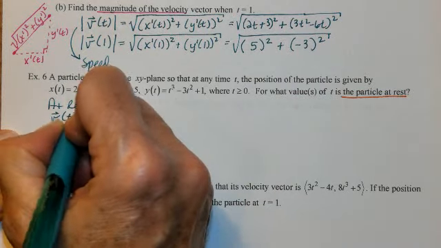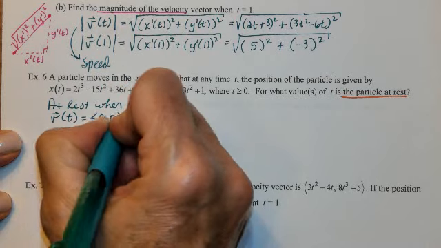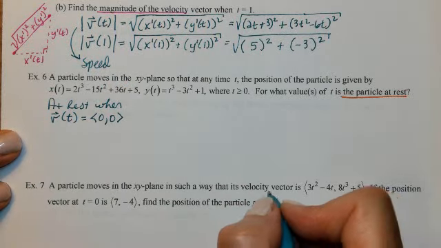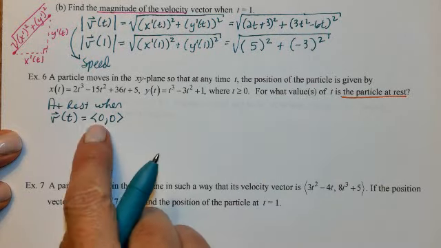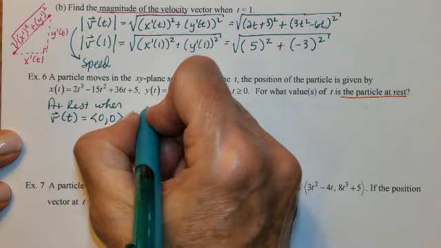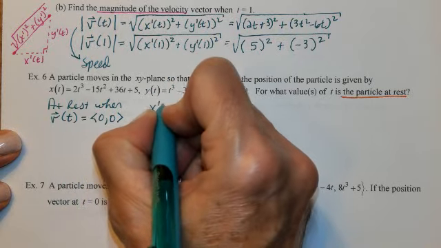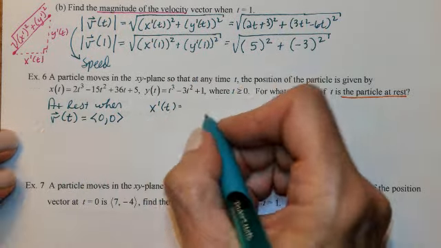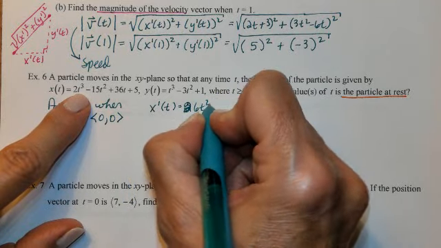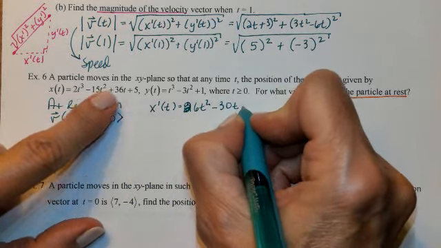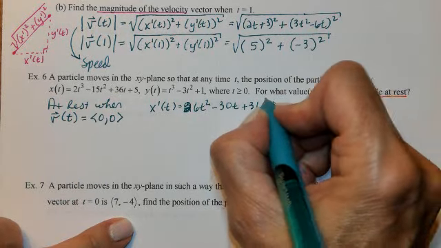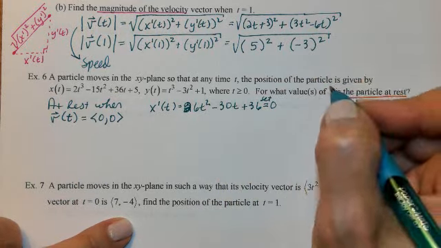When the velocity vector is 0, 0, we need to find the times that make the two components both 0. So x prime of t is equal to 6t squared minus 30t plus 36. I'm going to set that equal to 0 and solve for t.